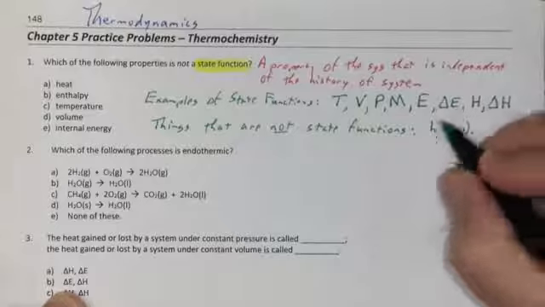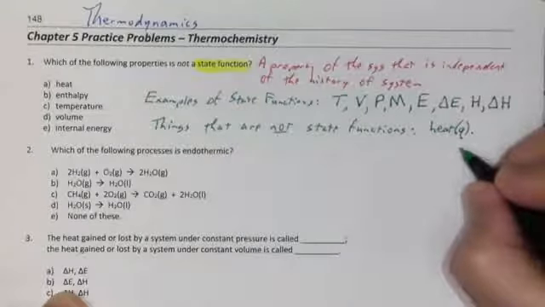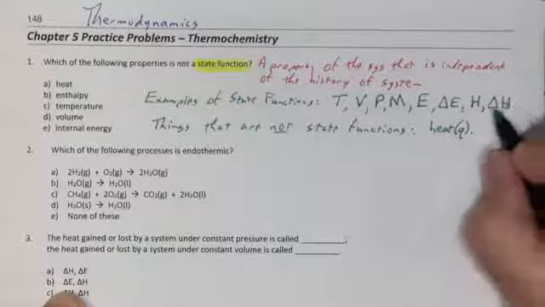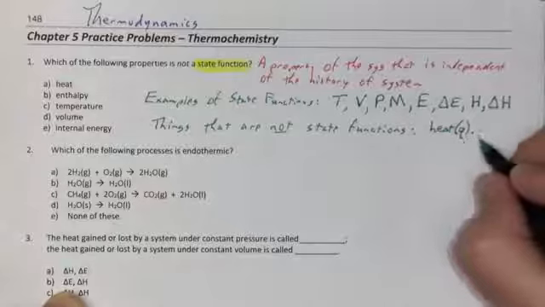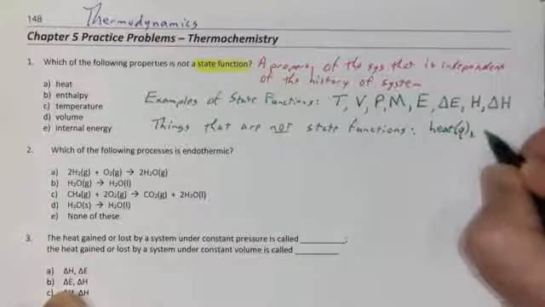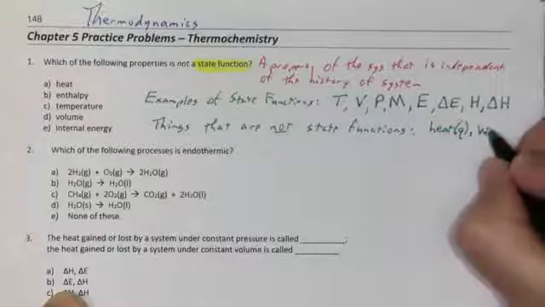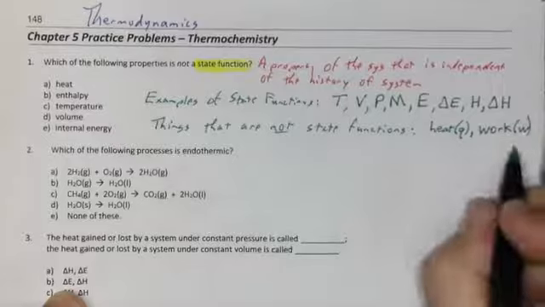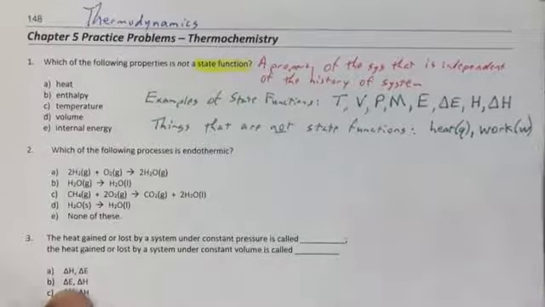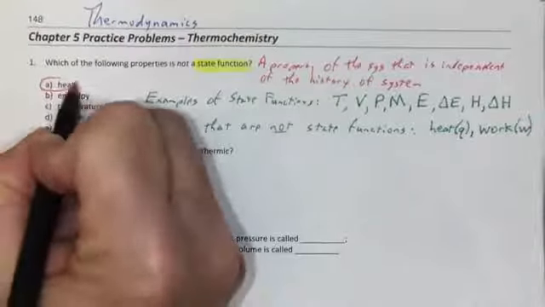The heat flow depends on the path that's followed. The amount of heat that's given off or absorbed depends on the path that's followed. The enthalpy change does not depend on the path that's followed. It does not depend on the history of the system. And then a second thing that is not a state function is work. So we will talk about work. The amount of work done depends upon the path that's followed. So when this says which of these is not a state function, the correct answer is heat.